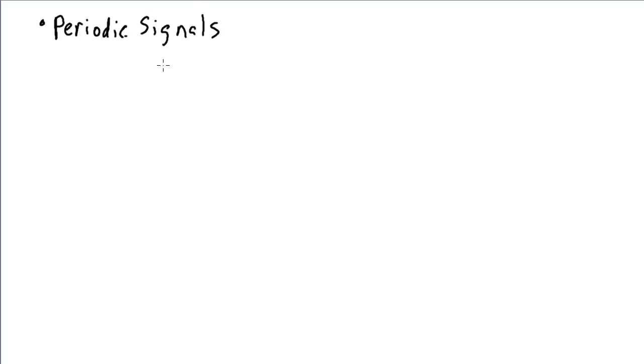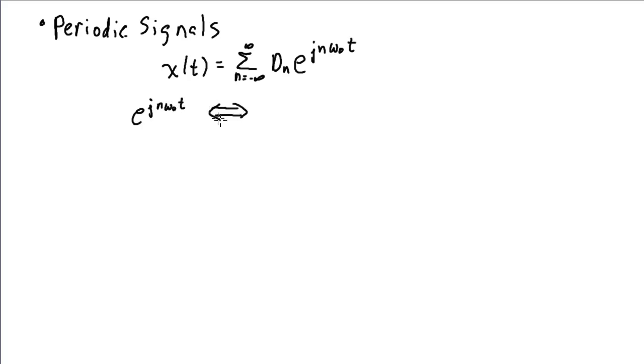From our work with Fourier series, we know that any periodic signal can be written as the following sum, from minus infinity to infinity, of d_n e^{j n omega_0 t}. So this is just the exponential Fourier series. And then we found previously that this complex exponential has a Fourier transform of 2 pi delta(omega minus n omega_0).